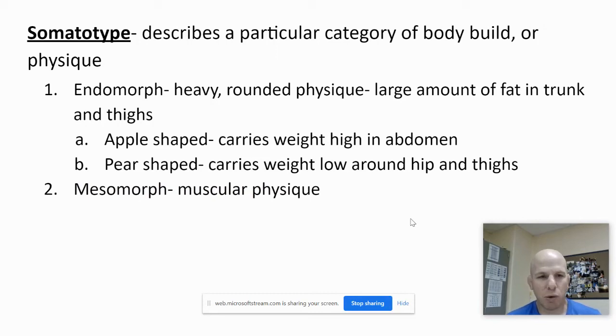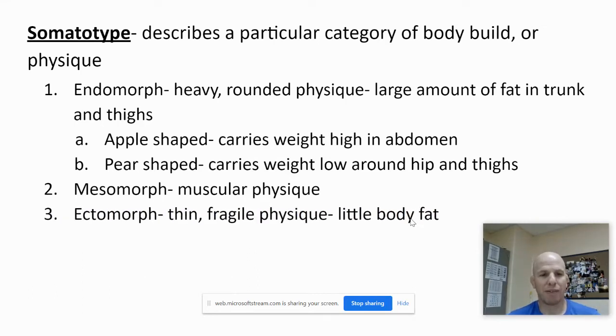Second type of somatotype is a mesomorph. A mesomorph. This is a muscular physique. Think of it this way: muscles, meso, Mr. Moore. Okay, Mr. Moore's very muscular. Not really. Okay, but anyway, a mesomorph is a very muscular physique.